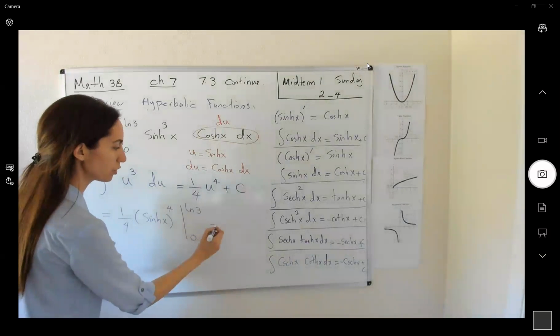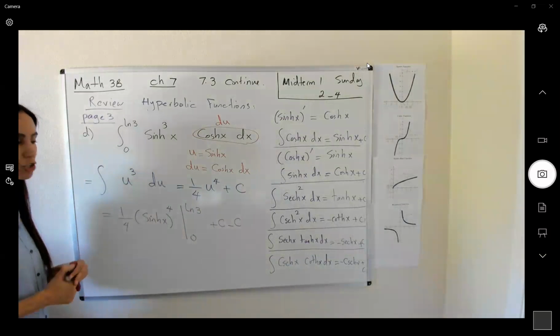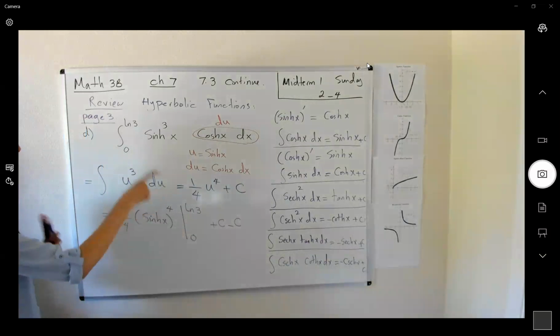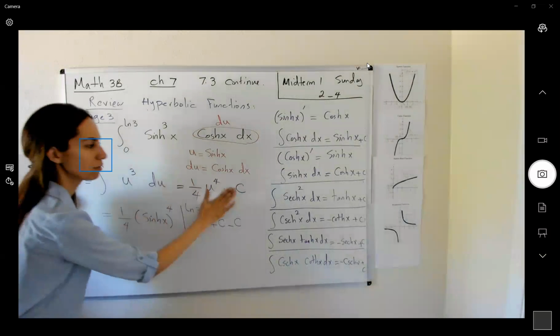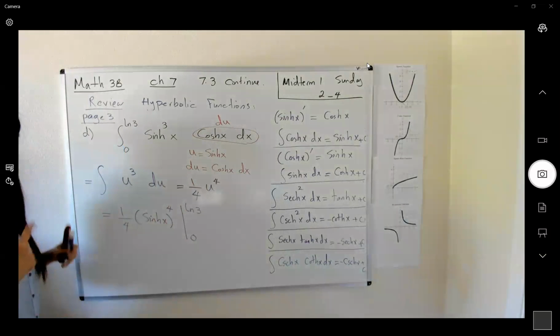So eventually you get plus, minus the constant of integration, and this is just 0. That's why when we have a definite integral, we prefer not to write the constant of integration. Eventually, they cancel out.